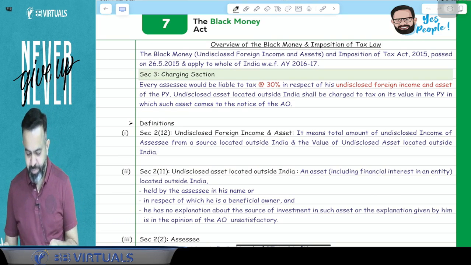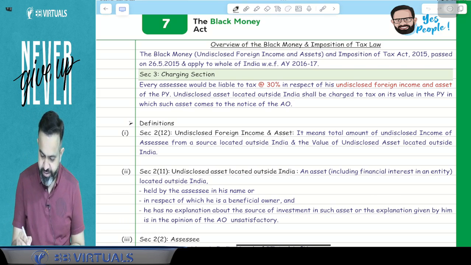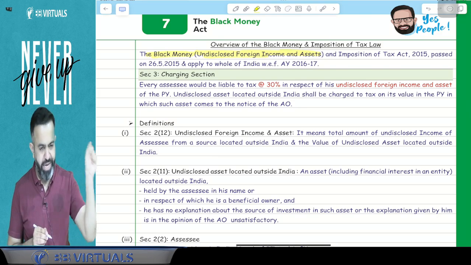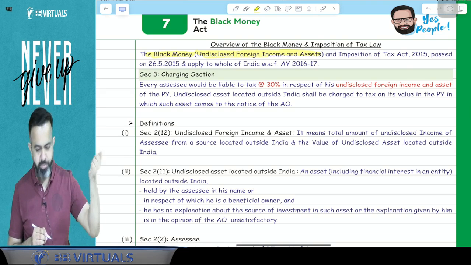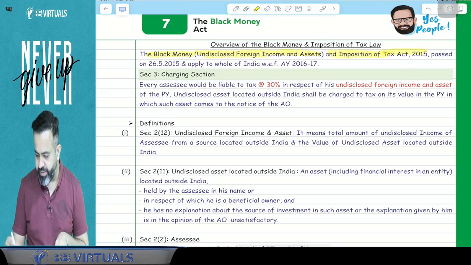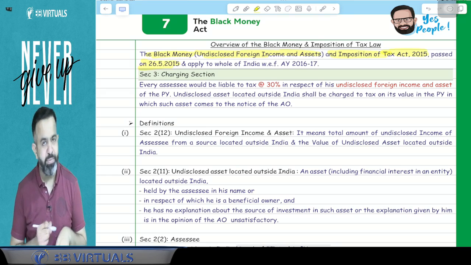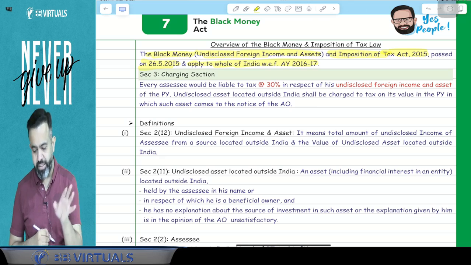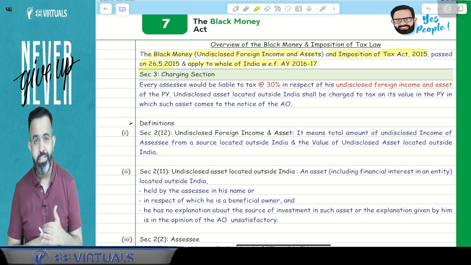Overview of the Black Money and Imposition of Tax Act. The name of this Act is Black Money, Undisclosed Foreign Income and Asset, meaning black money is undisclosed foreign income or asset, and Imposition of Tax Act 2015, passed on 26 May 2015 and applied to whole India with assessment year 16-17. Now what does the charging section say?